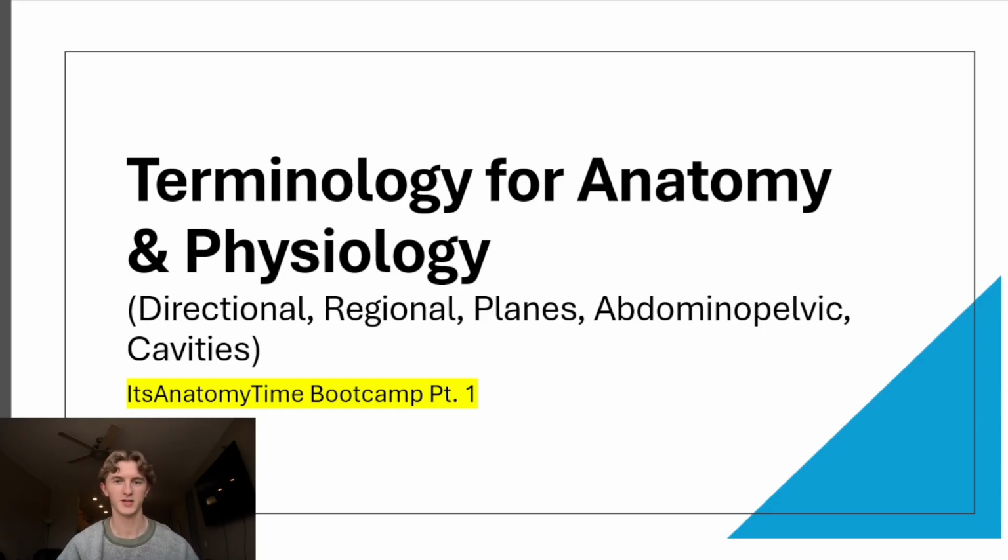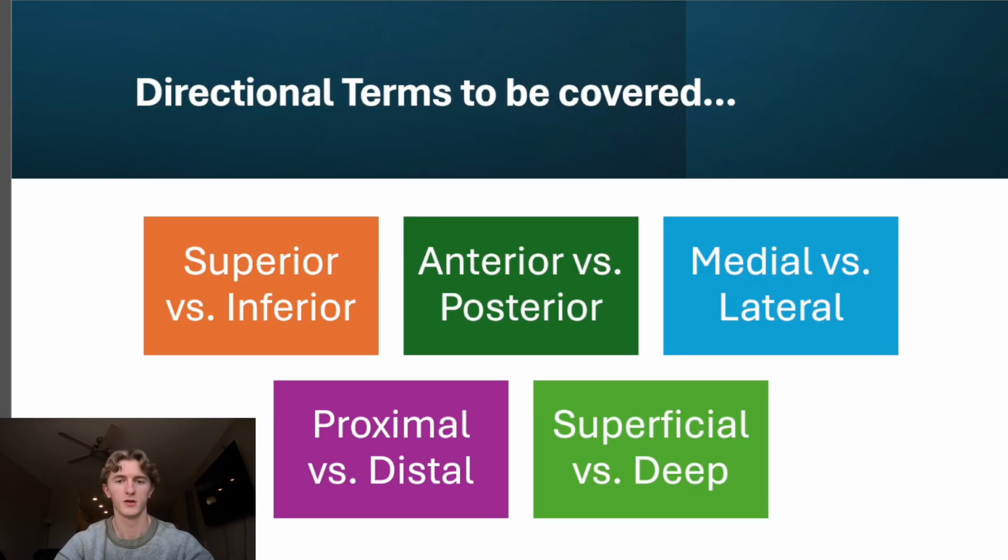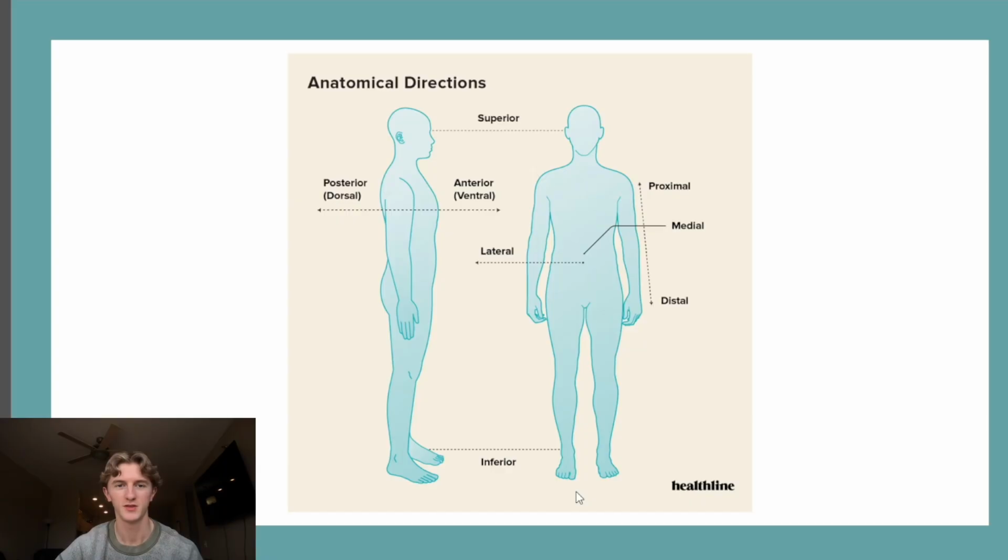Alright, so the first topic today is going to be terminology for anatomy and physiology. Some of the terminology we're going to be covering is directional, regional, planes, abdominal pelvic, and cavities. So let's get into it. The first part of terminology we're going to be looking at is directional terminology. So we'll be talking about superior versus inferior, anterior versus posterior, medial versus lateral, proximal versus distal, and superficial versus deep. This diagram here is just showing us how all these terms can be applied to the directional terminology of the body.